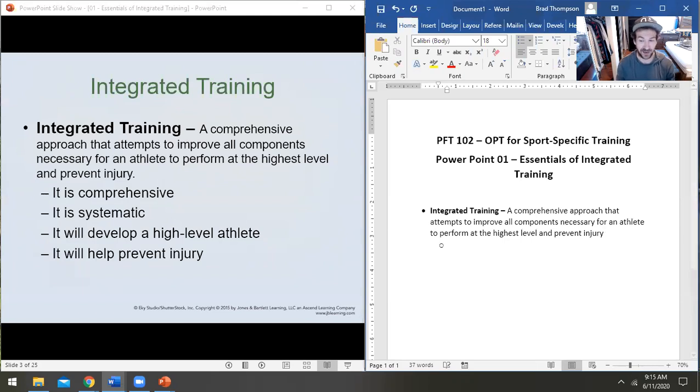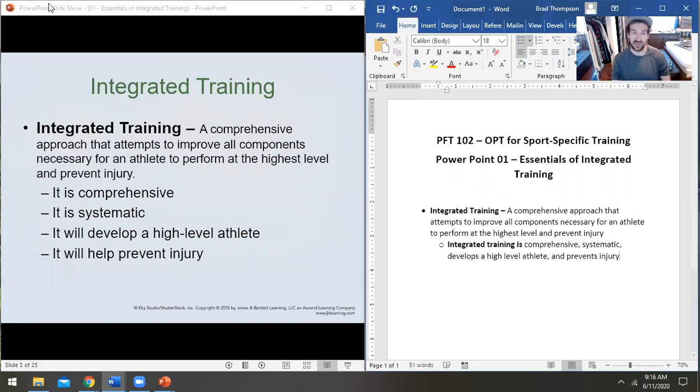So we're going to copy this slide word for word here, but I'll simplify it. Integrated training is comprehensive, systematic, develops high-level athletes, and prevents injury.